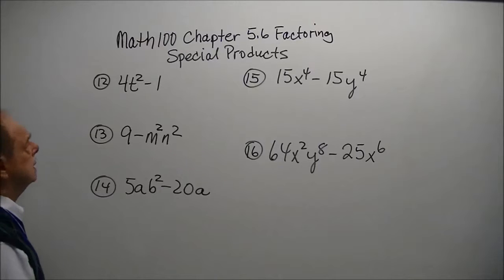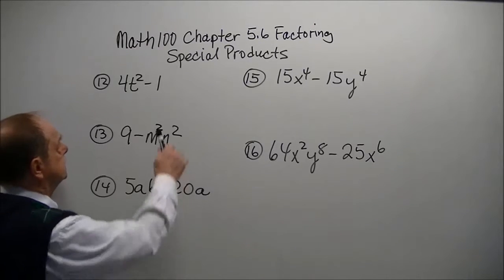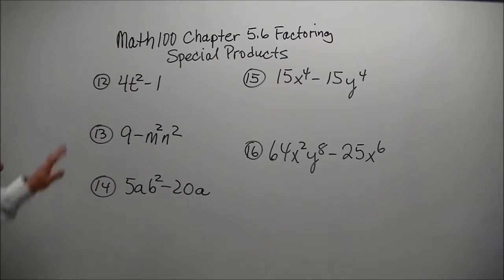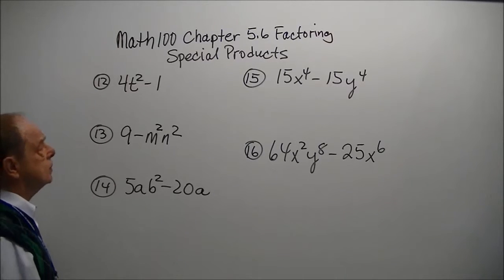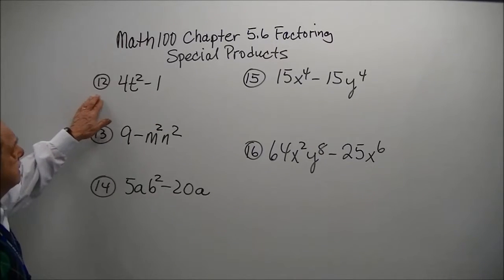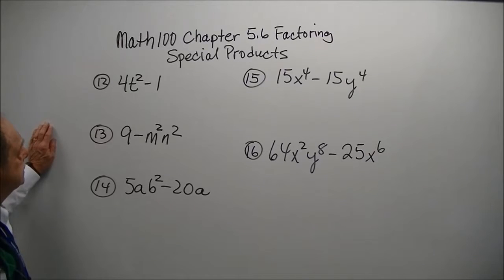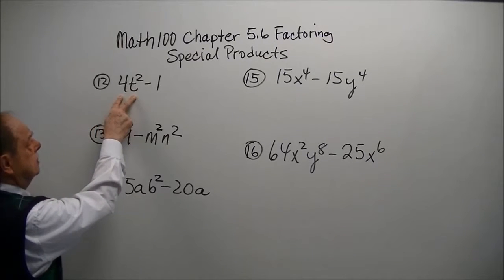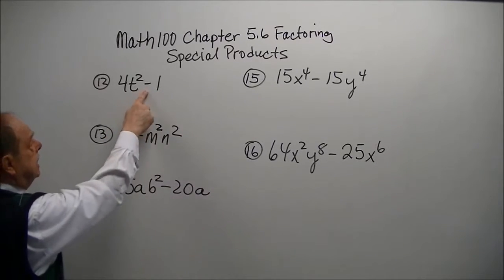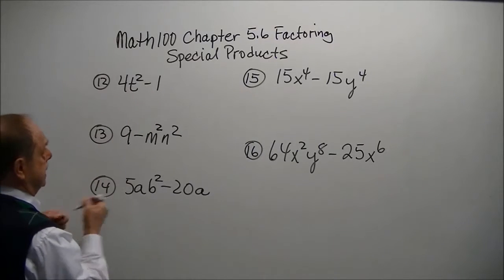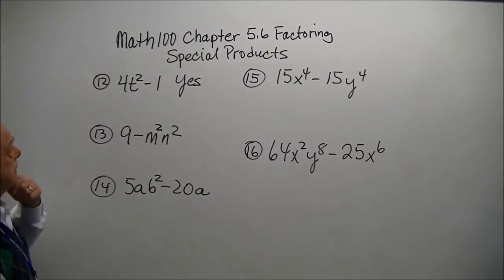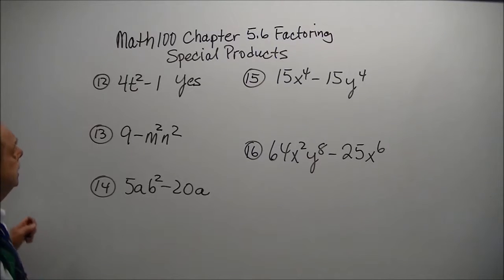Going on now to the second part of this, which is factoring special products. In this case, we're factoring the difference of perfect squares. And as we look at number 12, they're asking us, is this the difference of perfect squares? Well, this first term is a perfect square. This term, 1, is a perfect square, and there's a negative sign between them. So, yes, this is the difference of perfect squares. And let's factor it while we're here.